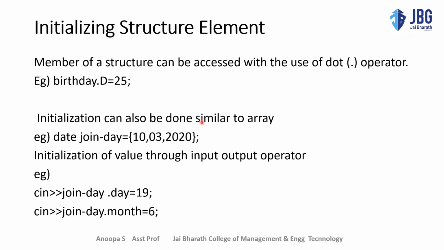Then initialization can also be done like an array. For example, in date join day, I have declared join day as a structure similar to date. The values are day, month and year, so I am giving those values within curly brackets separated by commas. Then I can also initialize using the assignment operator, right? So join day dot day equal to 19. Similarly, join day dot month equal to 6.